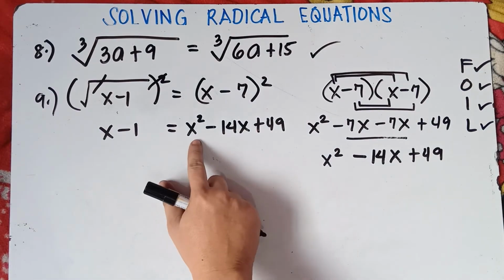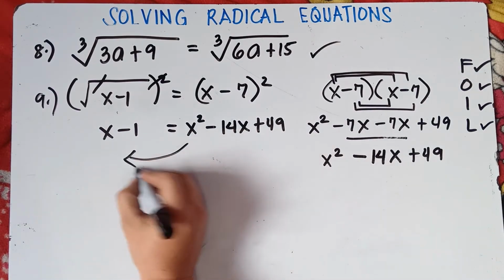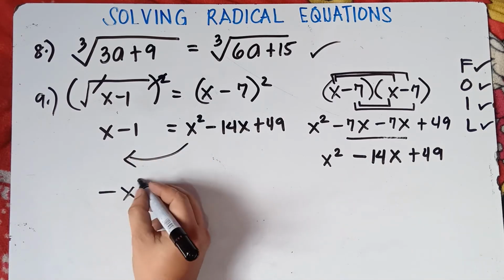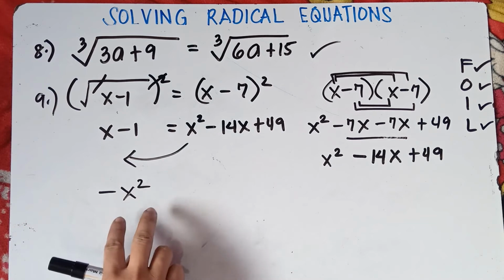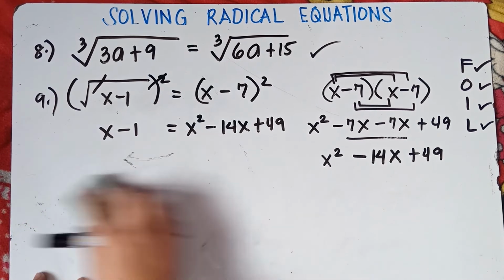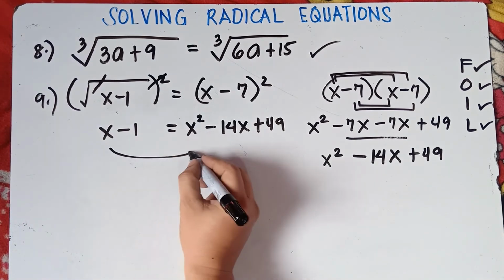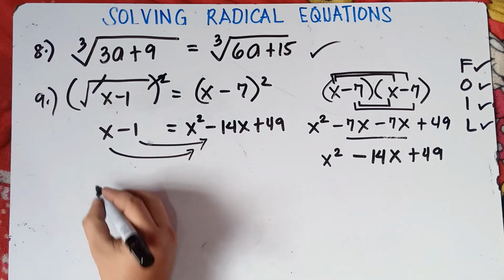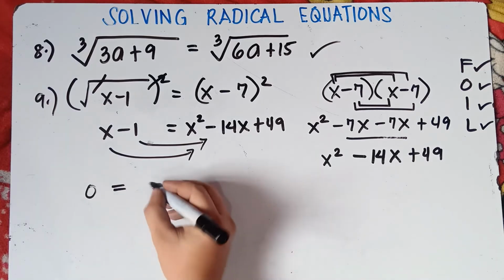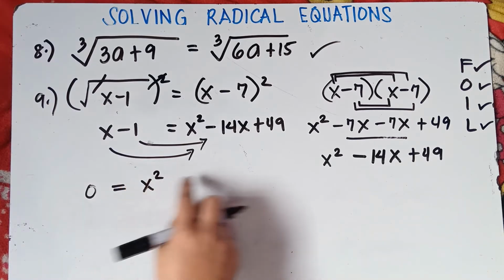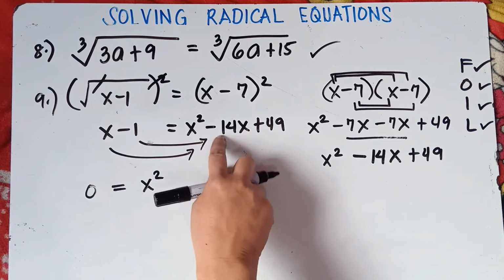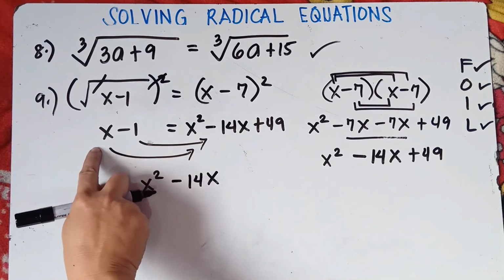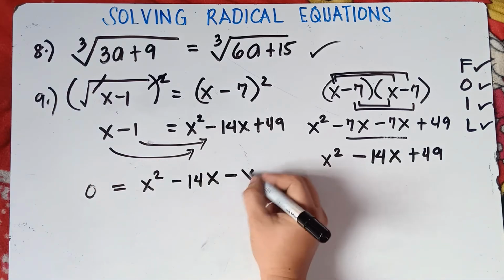So do not transpose this x squared, class, from right to left. Because if we transpose this x squared from right to left, it will be negative x squared, and it's hard for us, class, to factor that out. So the thing that we will do is transpose x and the negative 1, and the remaining side of the equation will be 0. So this will be 0 equals, copy x squared, transpose x from left to right. Copy first negative 14x. This x is positive. It will be negative x.